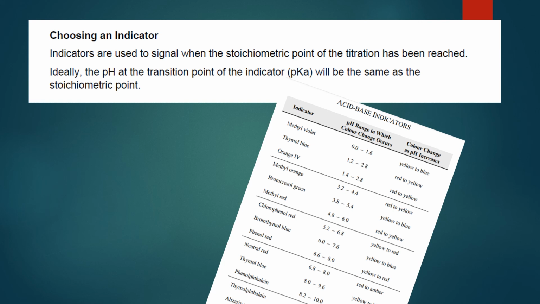But if we were looking for something that actually changes color around a pH of 7, phenol red would be a really good indicator to use. It's just more difficult to see the change from yellow to red. So we're really trying to find an indicator whose transition pH is the same as that stoichiometric point that we're expecting.